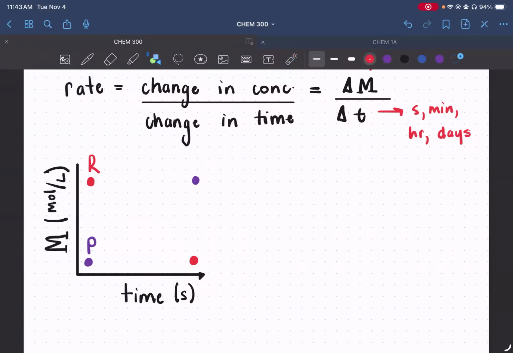We're, of course, able to connect these points that actually tell us a story, or rather a direction. In fact, what this tells us is that over the course of the reaction, the reactants decrease. And over the course of a reaction, the products increase.